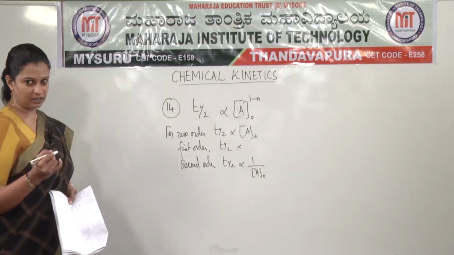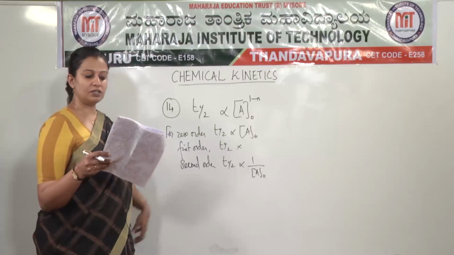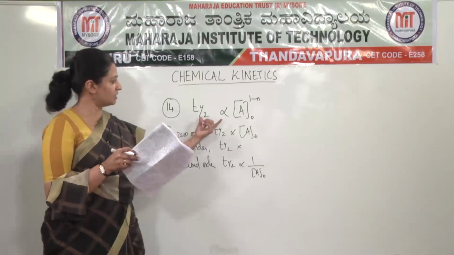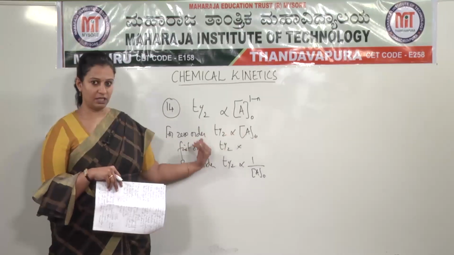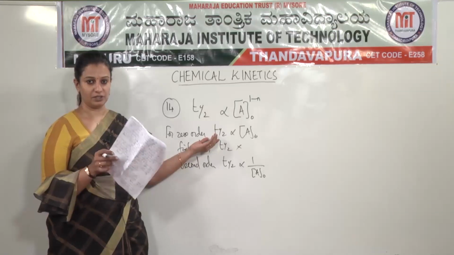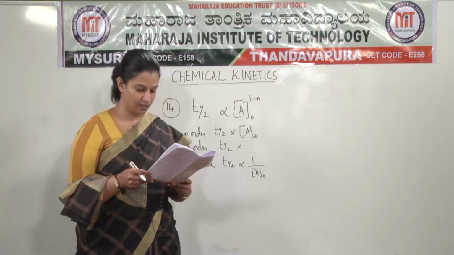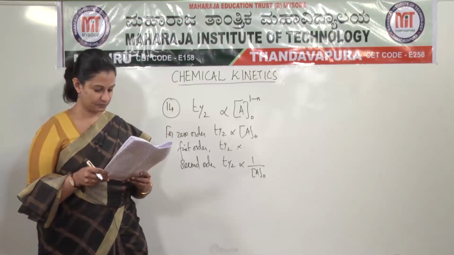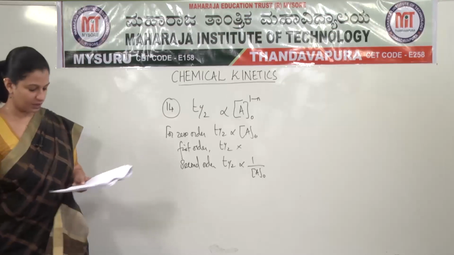So looking at the data given in the question, the T half becomes double when the concentration also becomes double, which means T half is directly proportional to A naught. When A naught doubles, the T half also doubles. This implies that this is a zero order reaction. So the order of the reaction, question number 14, is 0. Option A. Next one, the 15th one.